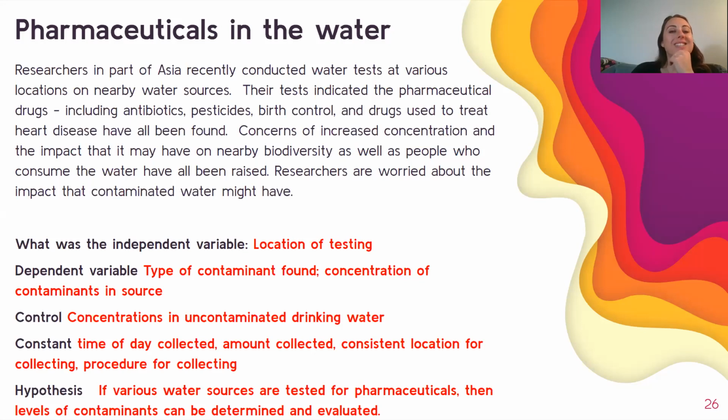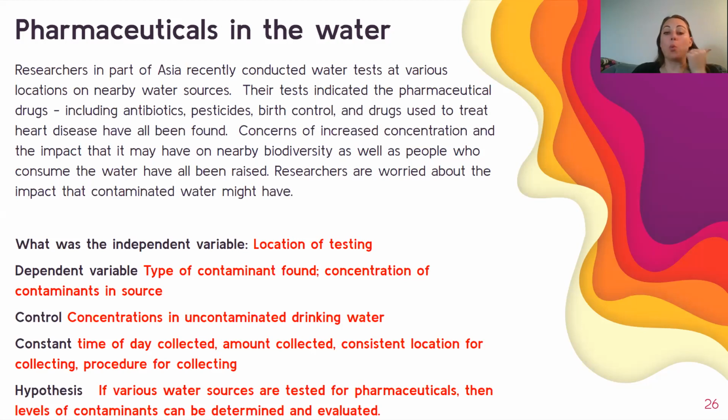The dependent variable is the type of contaminant found, an antibiotic, pesticide, etc., as well as the concentration. So is that antibiotic found in high amounts, maybe 100 parts per million, maybe 1 to 5 parts per million. So the concentration as well as what type. A control would be the concentrations in uncontaminated drinking water.